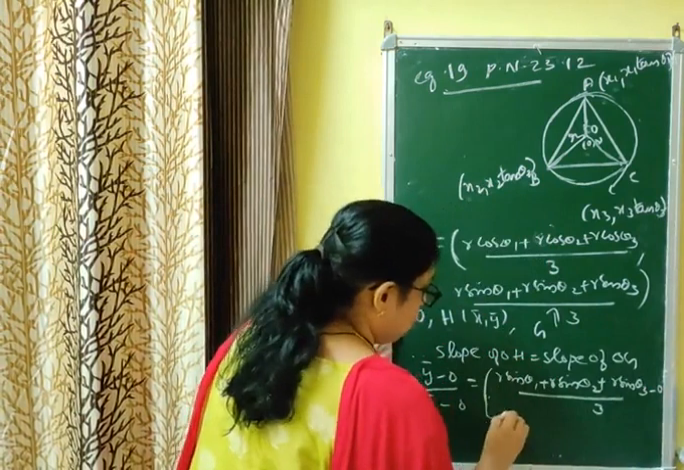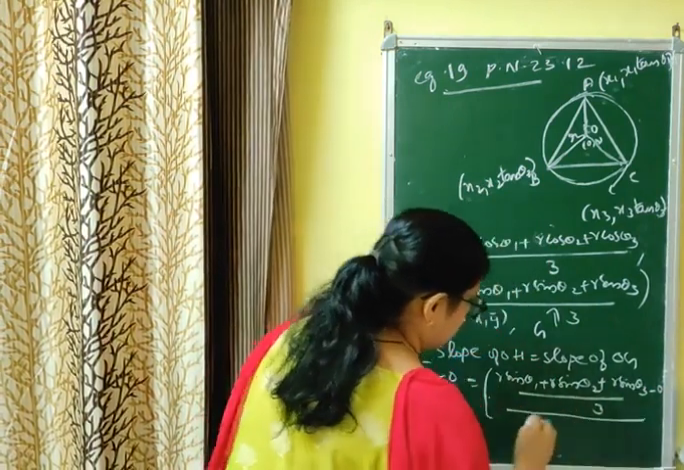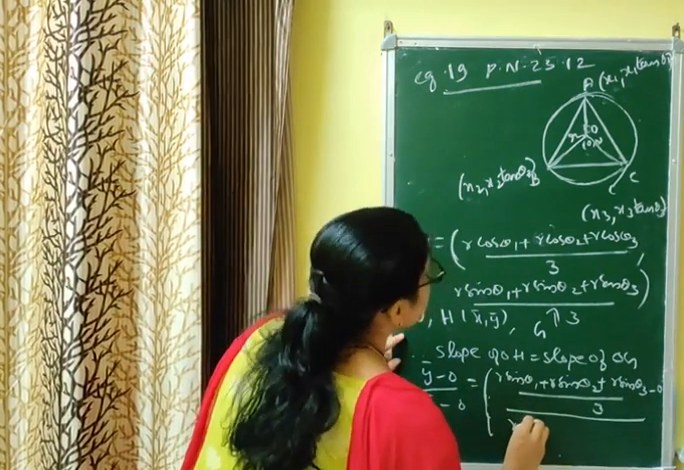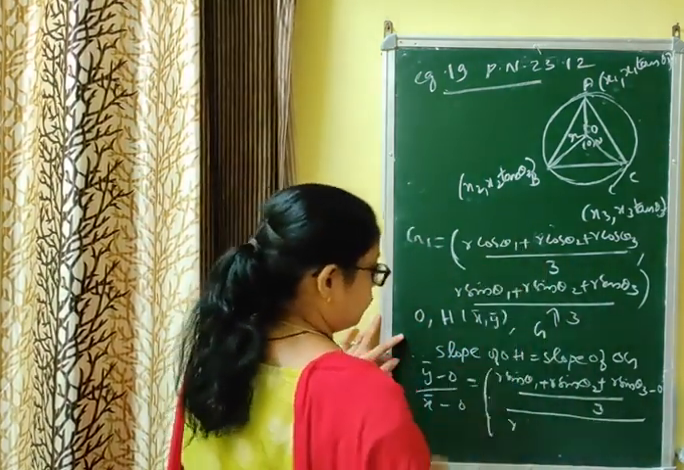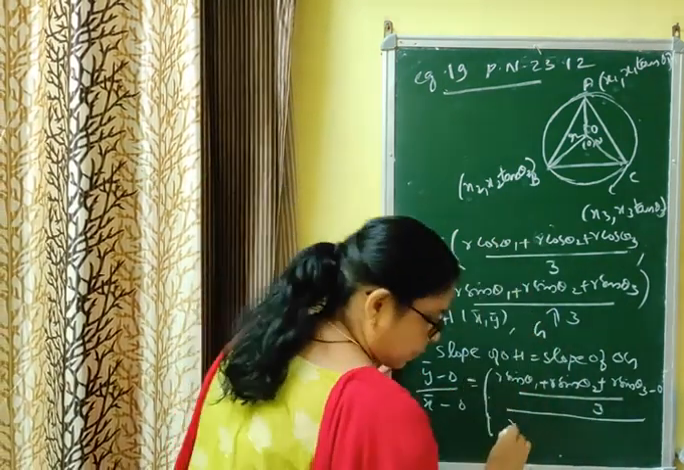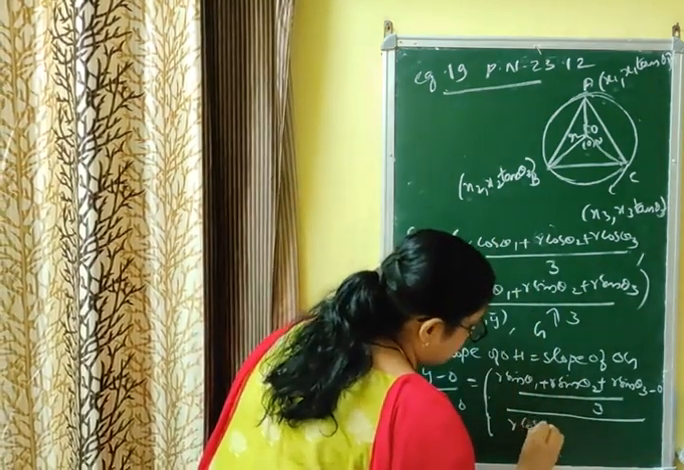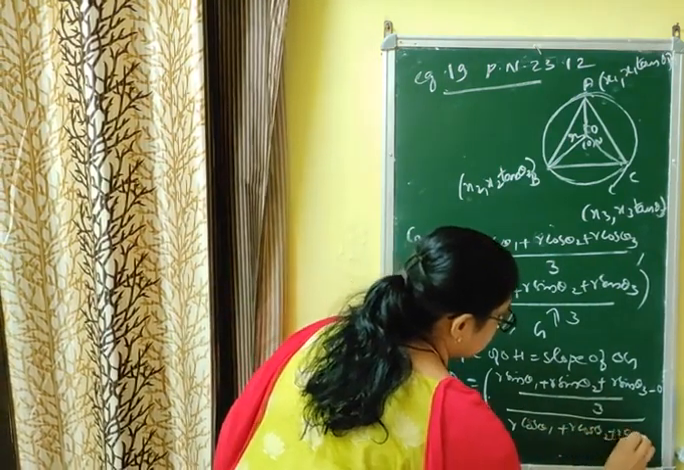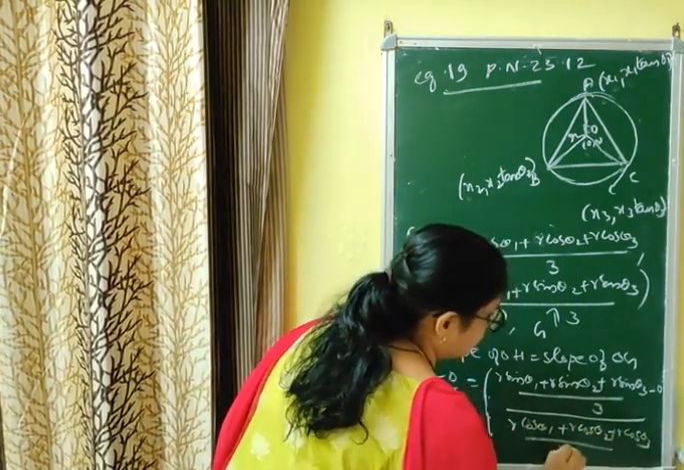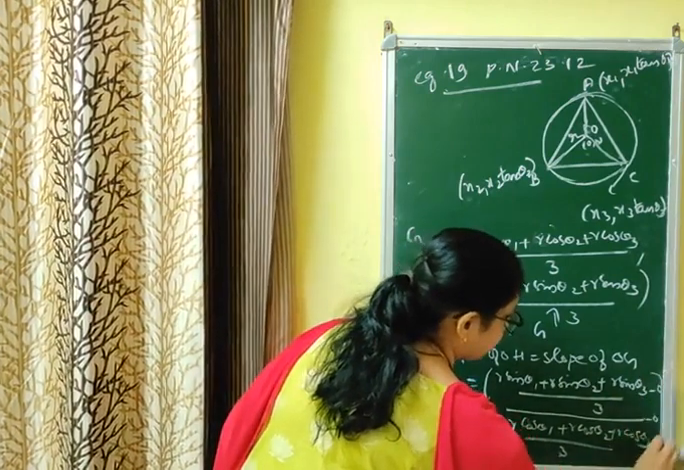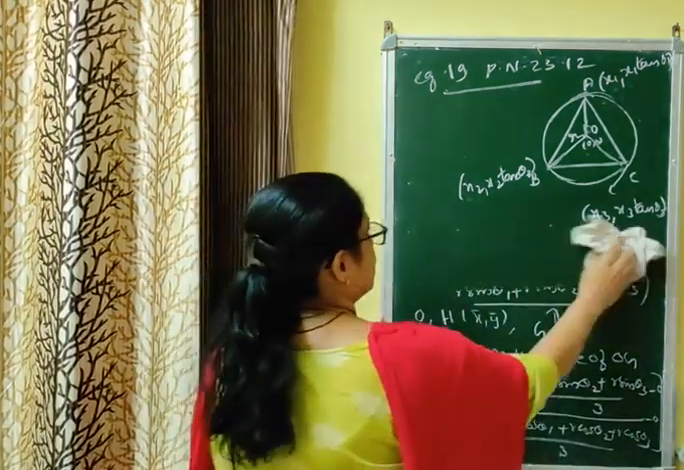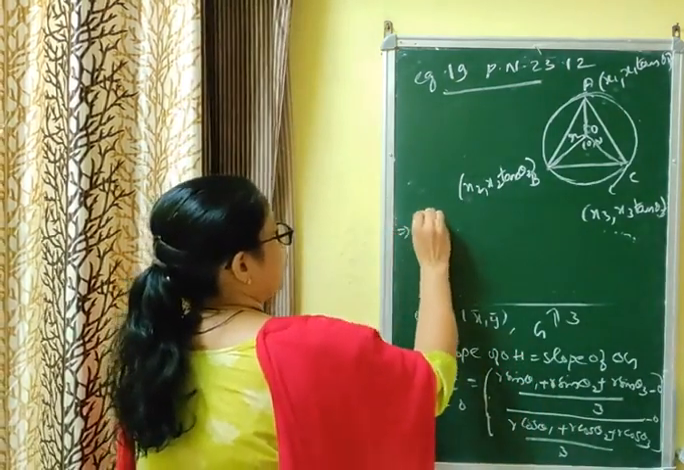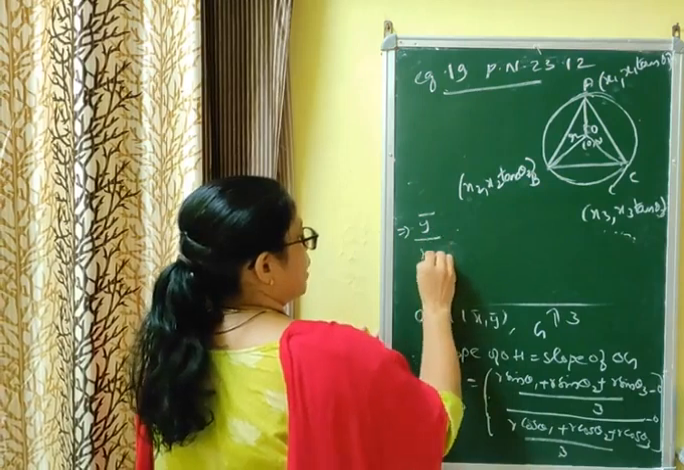0, whole upon this is y2 minus y1. Next is x2 minus x1. This is y2 minus y1, this is x2 minus x1. The x coordinate is r cos theta 1 plus r cos theta 2 plus r cos theta 3 upon 3 minus 0. Now this becomes y bar minus 0 upon x bar minus 0, which is y bar by x bar.